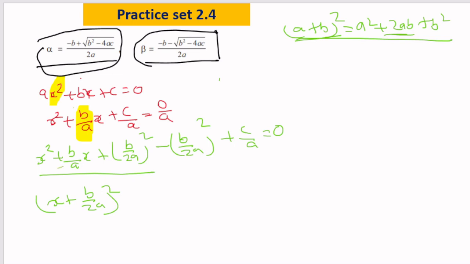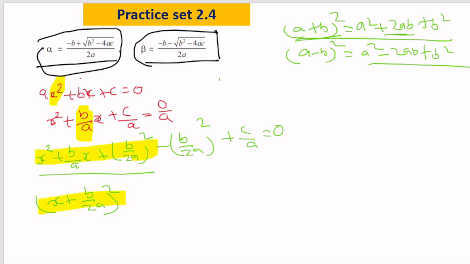If there was a minus over here, then we can use this formula, a minus b whole square is equal to a square minus 2ab plus b square. But here in this case, we have taken positive just for example purpose. Okay, cool. Now this entire first three terms become x plus b upon 2a whole square. The remaining we will write as it is. You can square it, b square upon 4a square plus c by a equal to 0.